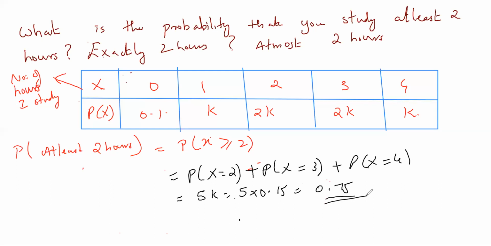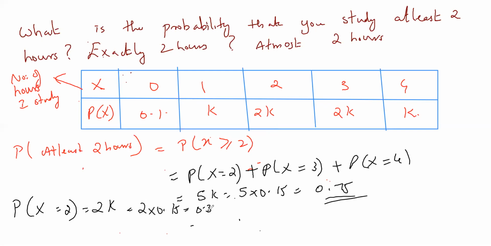0.75. Next thing is exactly 2 hours. So P of x is equal to 2. So 2k. Exactly 2 hours means x is equal to 2. So that is 2k, so 2 into 0.15. That is 0.3.